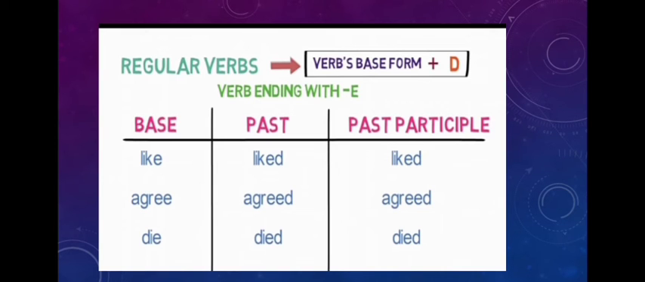Let us see the second type of forming the regular verbs. Verb base form plus d. Here you just have to add d to the words that end in e. If you see the example, the word like, L-I-K-E, is ending in e, right? So what do we put? D. So like becomes liked, liked. Agree, agreed, agreed. Die, died, died. I hope this is clear.